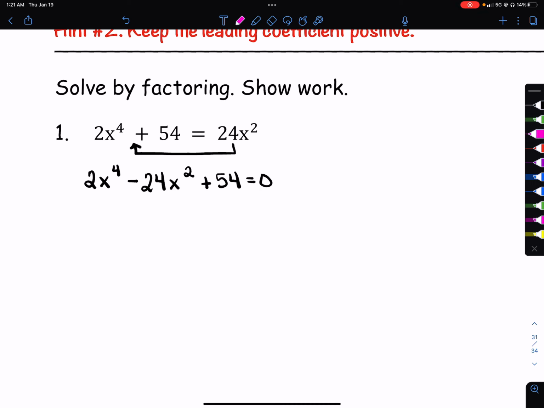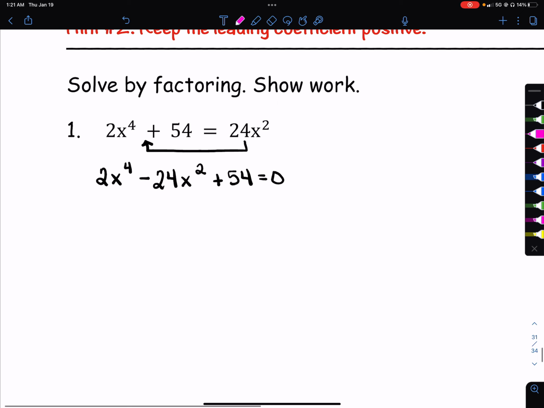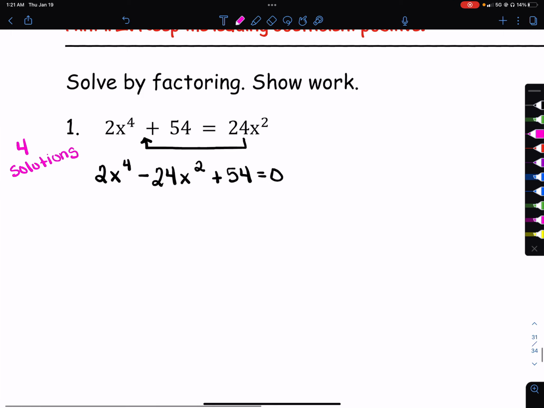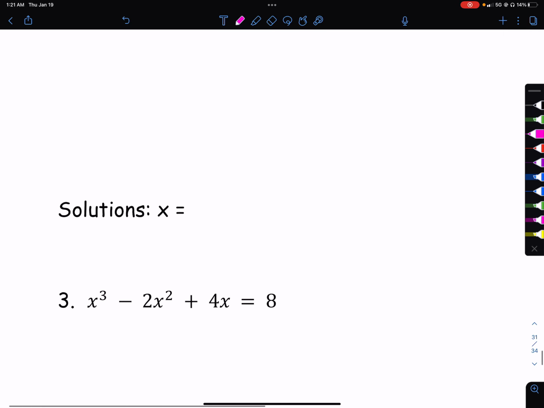Now that it is in standard form, I'm just going to make sure that I know what the highest degree is. Well, our degree is 4. So what that means is at the very end, I am going to have 4 solutions to this equation. Okay, so to give you an idea what that means, the very bottom down here where it says solutions where x equals, I am going to have to write x equals 4 times.